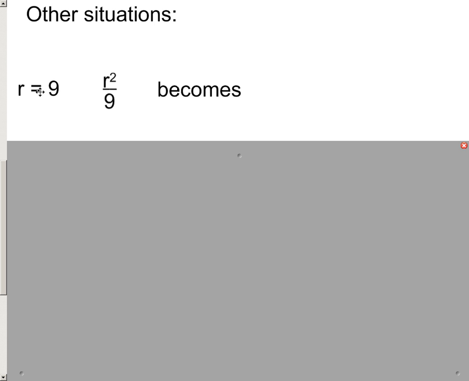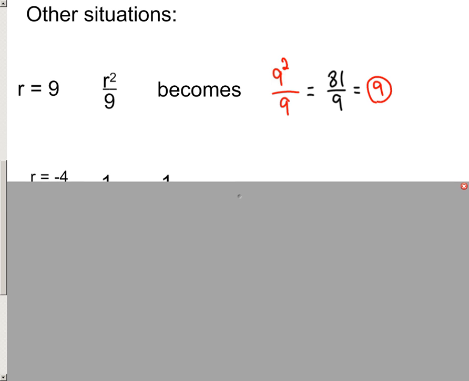Here we go. If r equals 9, that means that this r here becomes a 9, and that looks like 9 to the second power. And then it's all going to be divided by 9. Please remember with exponents, this does not mean 9 times 2. So this is not 18 on top. This means 9 times 9. So that's really going to be 81. And 81 divided by 9 is 9. Okay? So be careful with the exponents.